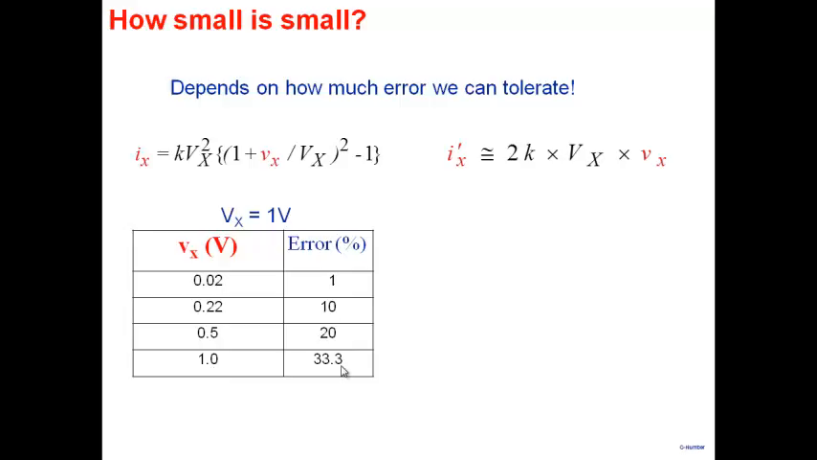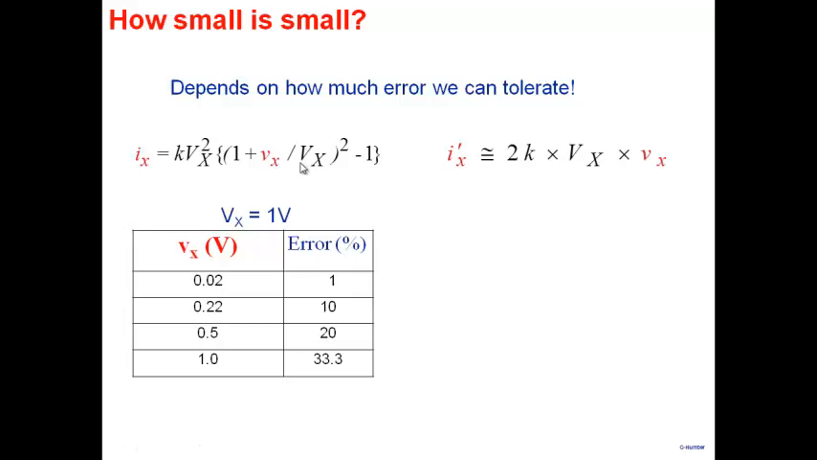So if you're asking, what do you mean by small? Then the question that I would ask you is, how accurate an analysis do you want to do? Can you live with 10% error? If you can live with 10% error, it means the Vx that you see here has to be smaller than 0.22 volt. As long as you are less than 0.22 volt, the error in your model is less than 10%.